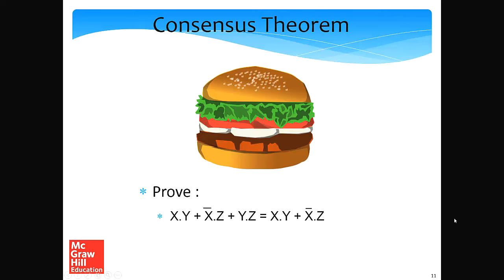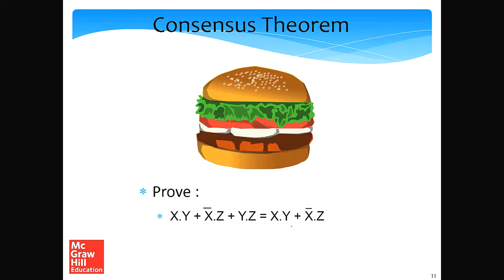Now it's time to take a look at a Boolean relationship which is slightly difficult, but we can work this out. This is called the consensus theorem, and this is the statement of the theorem. This is the LHS and this is the RHS, and you'll see many of such burger icons throughout the presentation. A burger means food for thought, so you're supposed to think. In this case, what you're supposed to do is prove that the expression on the left hand side is equal to the expression on the right hand side.